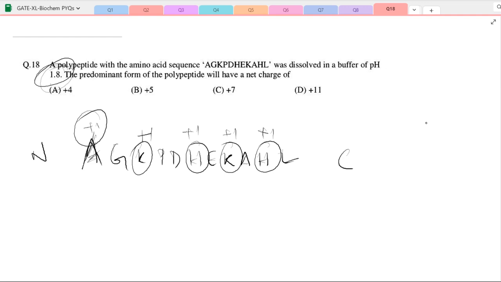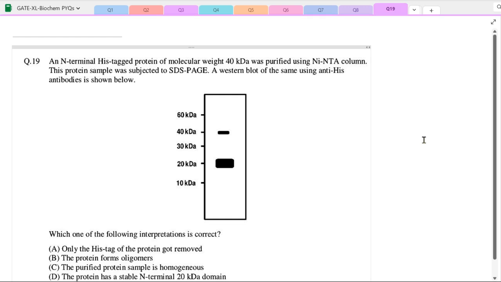And here leucine, which is at the C-terminal, will remain as COOH instead of COO minus. So that will be neutral. There won't be any charge here. So when you add these, you get plus 5. So if you know the positively charged amino acid residues, along with including another extra charge for the N-terminal end because it's going to be NH3 plus, then you will be able to solve this question. So the correct answer here is option B. Moving on to the next question.